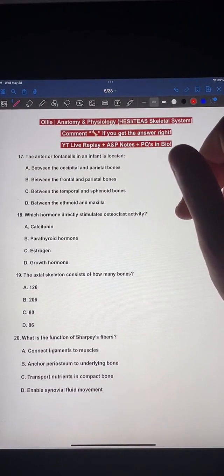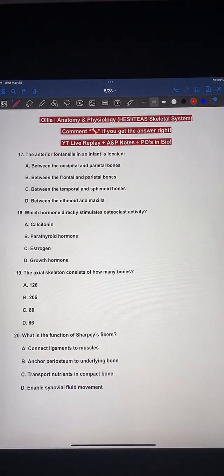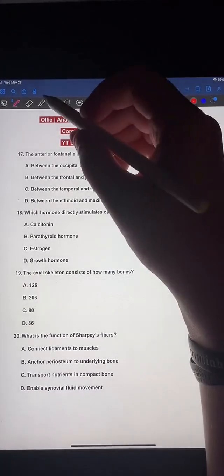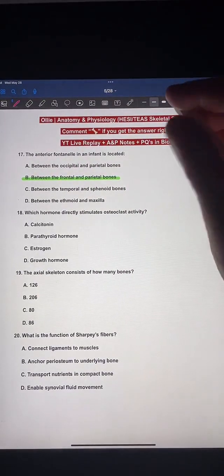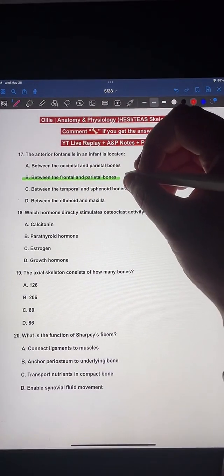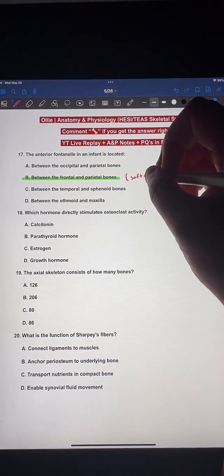Number 17, the anterior fontanelle in an infant is located where? For number 17, which one would it be? Fantastic. It is B. It is between the frontal and the parietal bones. So this is what we would call the soft spot.